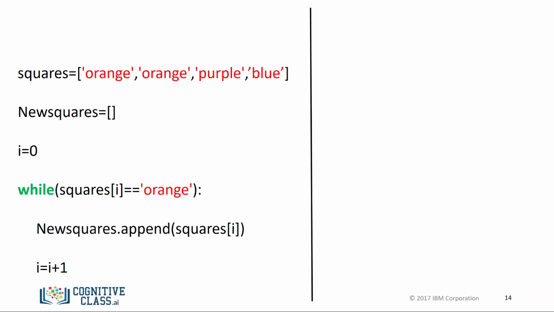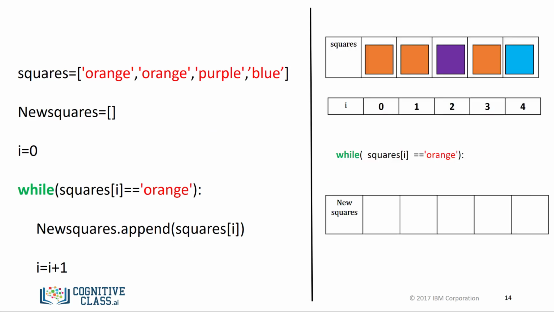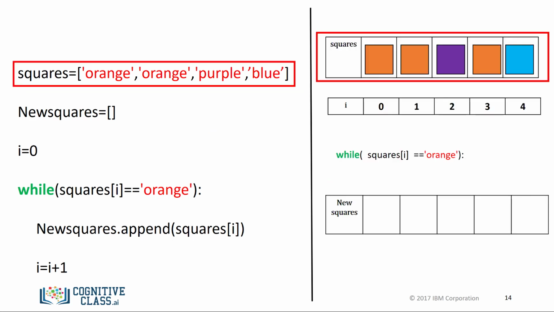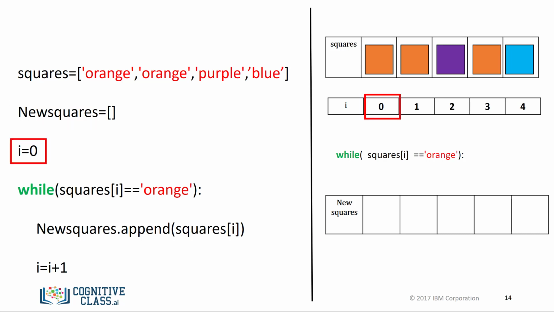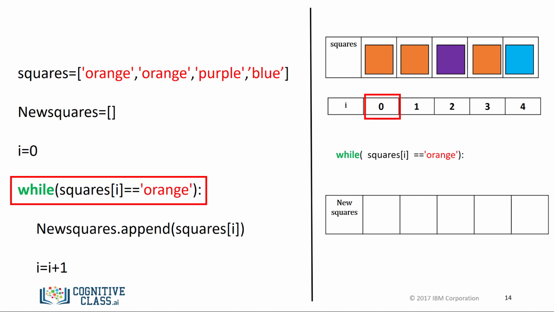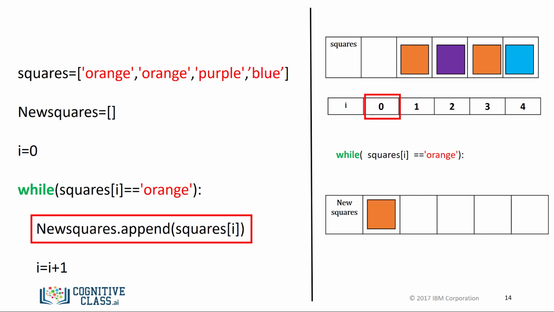Let's use the figure on the left to represent the code. We will use a list with the names of the color to represent the different squares. We create an empty list of new squares. In reality, the list is of indeterminate size. We start the index at 0. The while statement will repeatedly execute the statements within the indent until the condition inside the bracket is false. We append the value of the first element of the list squares to the list new squares.